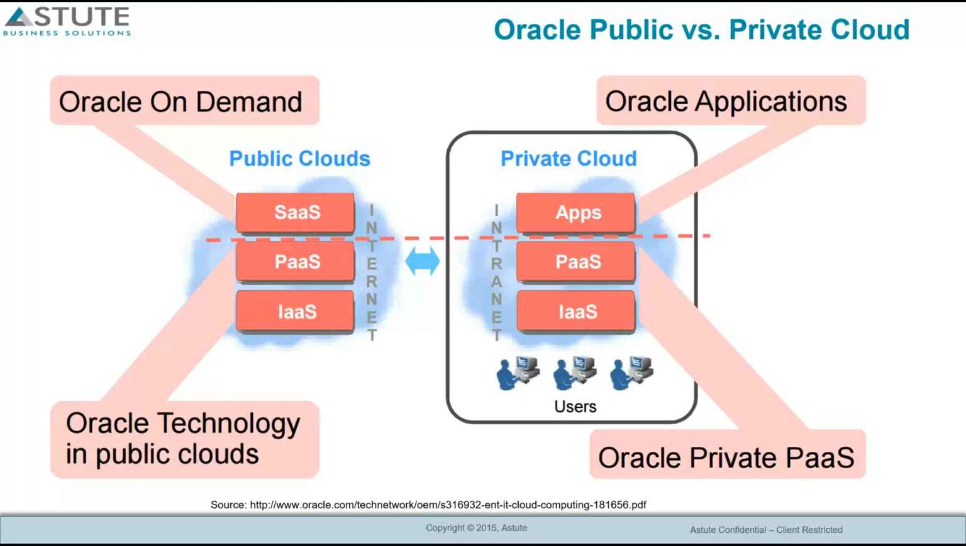So those are two different things. The reason why they call it public cloud is because it's accessible over the public internet. You don't need a private internet or private network to access that if you have to do that.